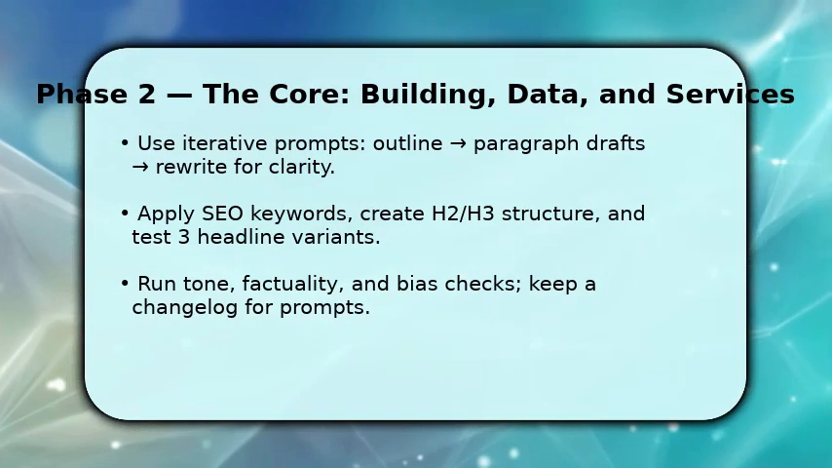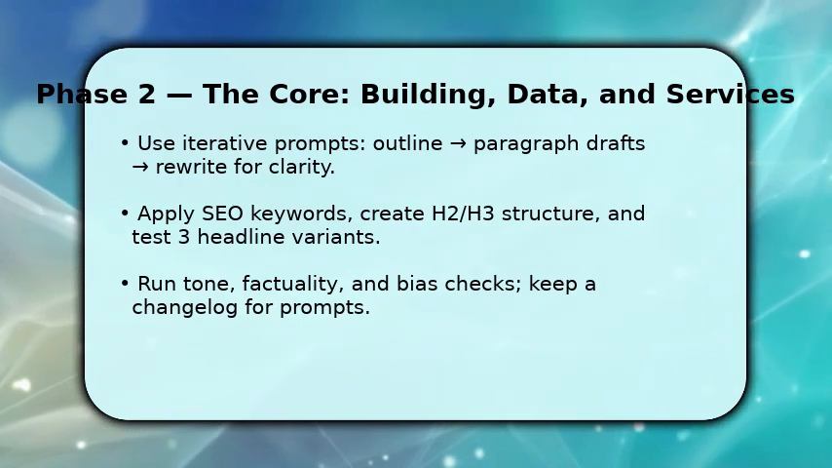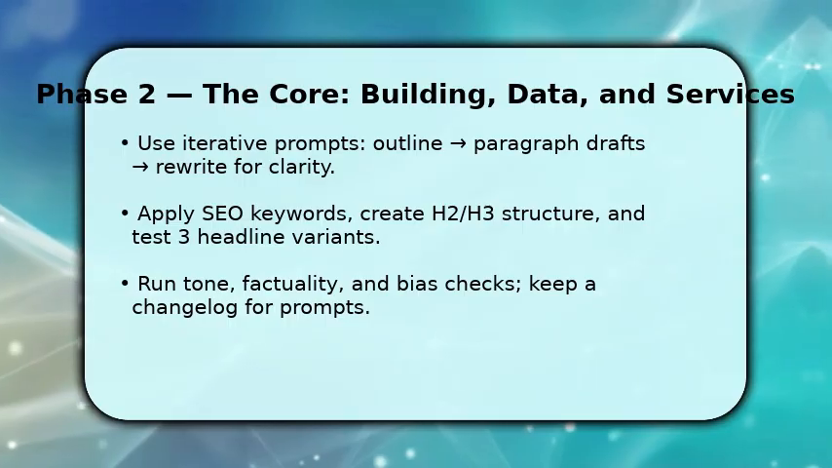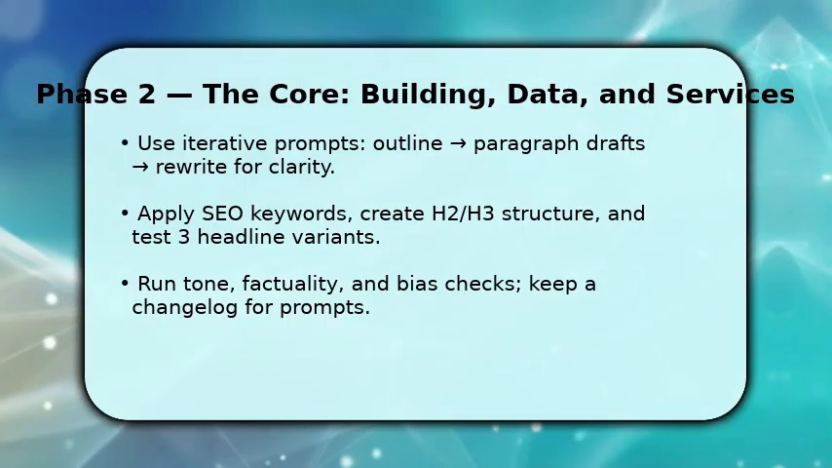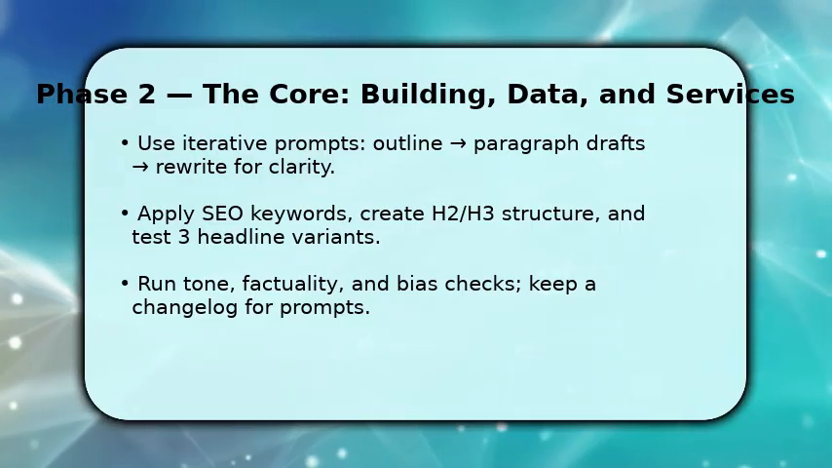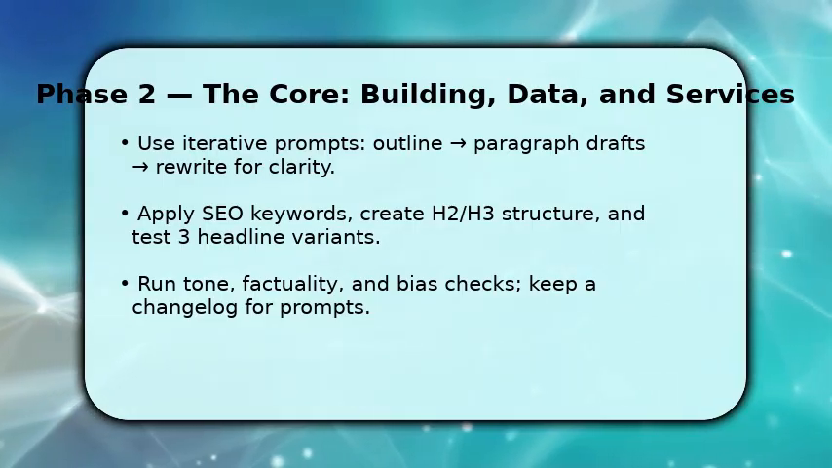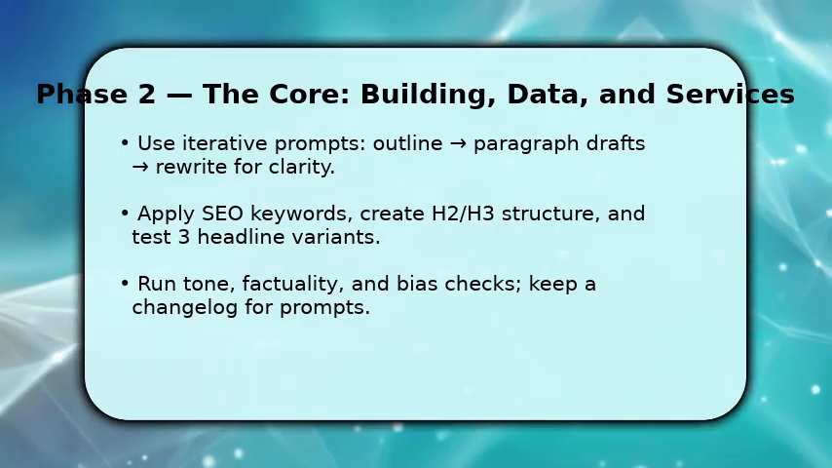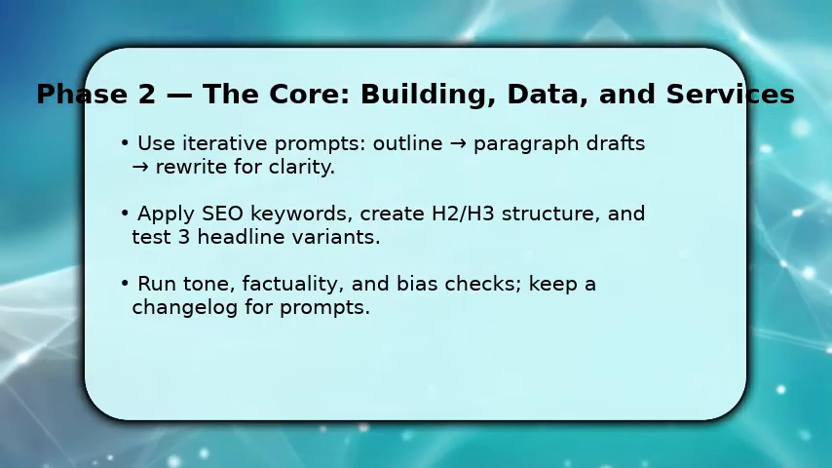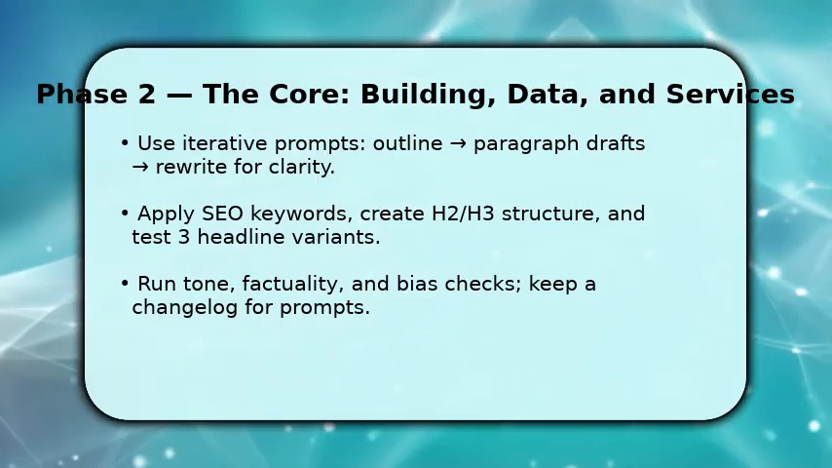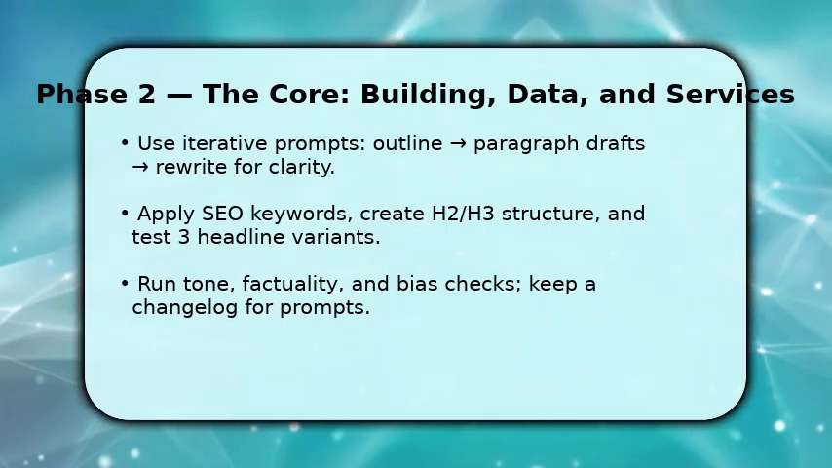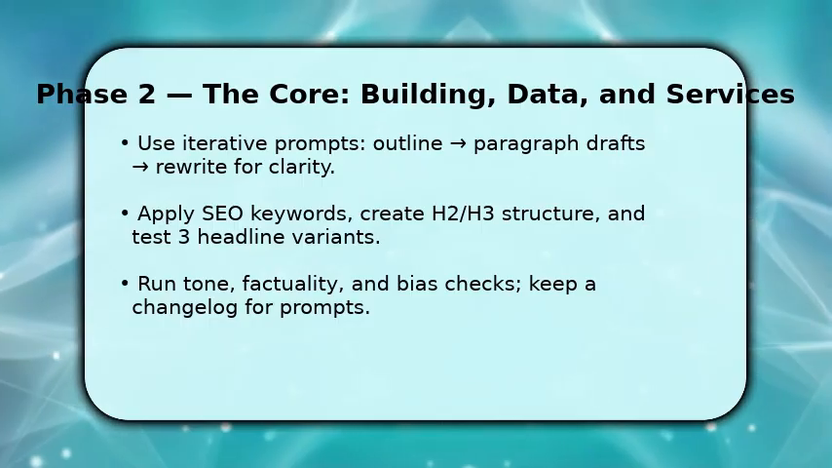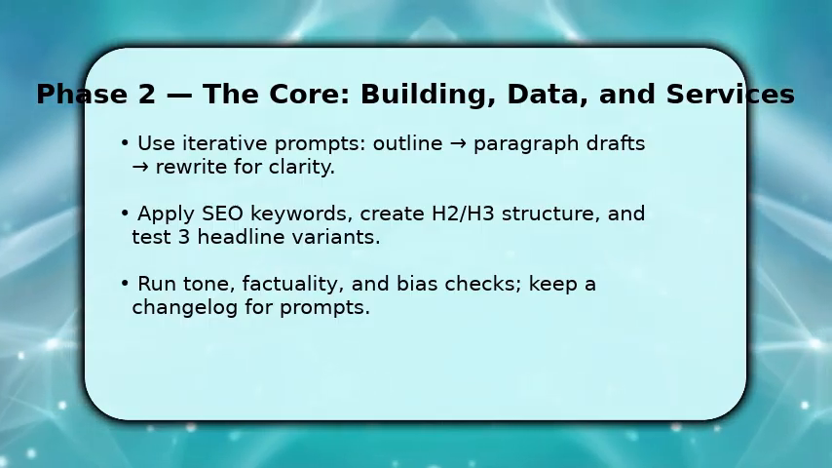You now move into iterative development. Ask for an outline, then request paragraph drafts for each heading, and finally prompt rewrites for clarity and flow. Make sure to insert target keywords and produce H2/H3 structure so the piece is search-ready. Test 3 headline variants and pick the strongest. Also run factuality and bias checks by asking the model to cite sources or flag uncertainty. Once you have a second draft, compare versions and keep a changelog of prompt changes to reproduce.